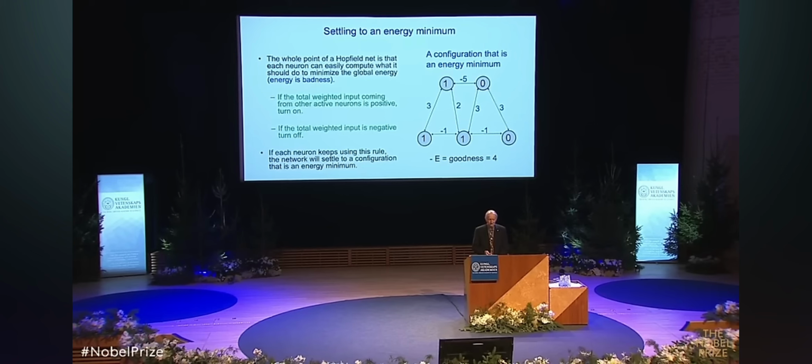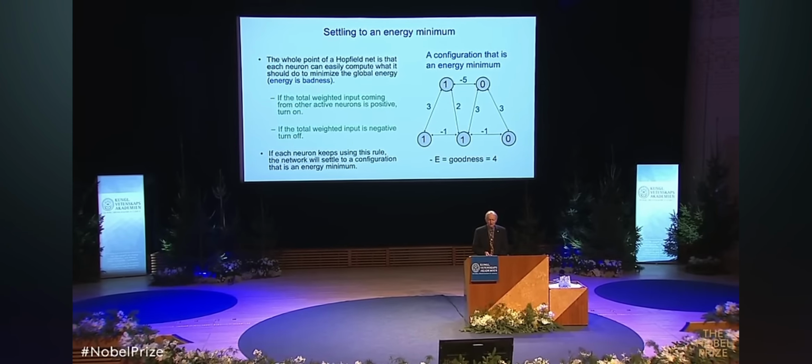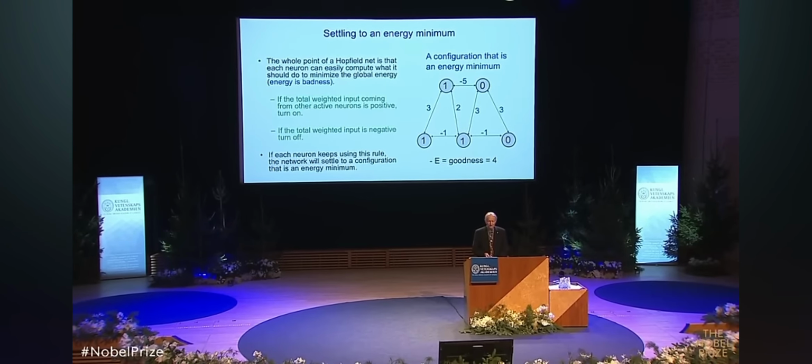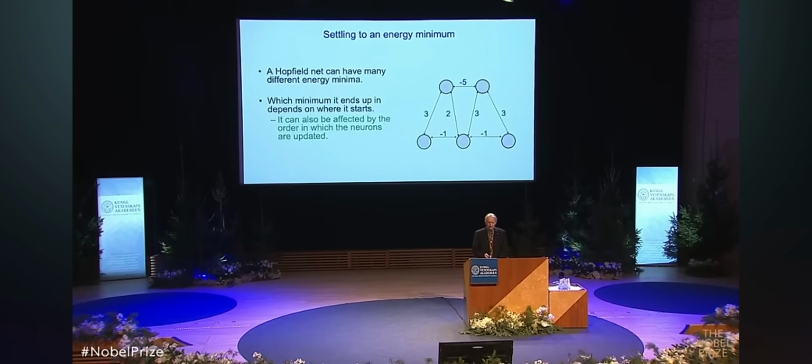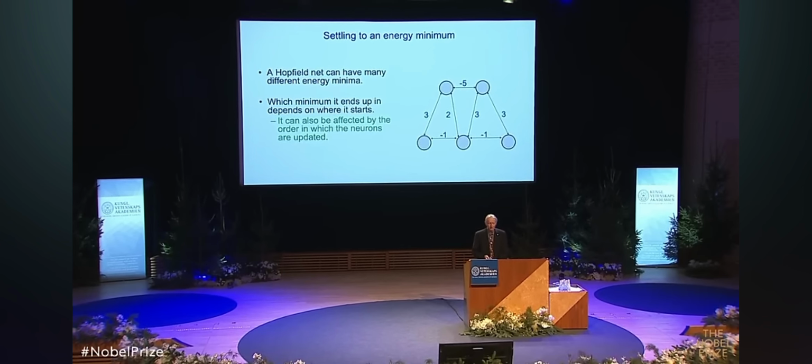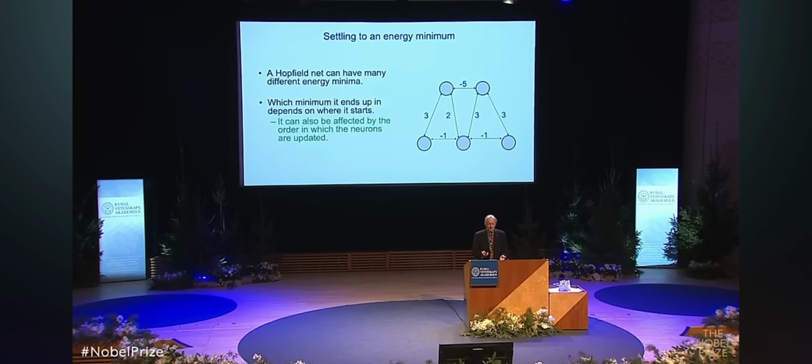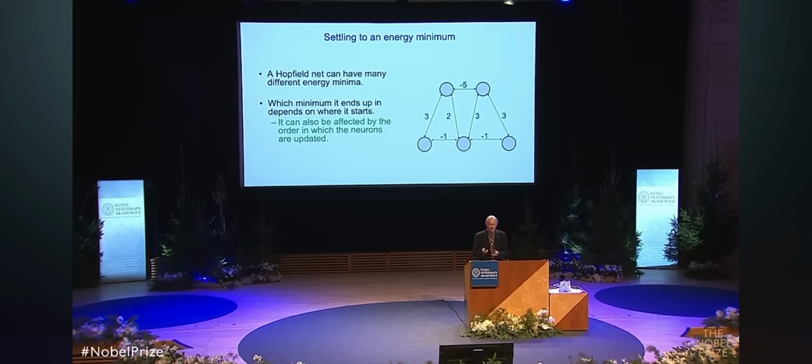So the configuration on the right there is actually an energy minimum. It has an energy of -4, and if you take any neuron there, the ones that are on want to stay on, they get total positive input. The ones that are off want to stay off, they get total negative input. But it's not the only energy minimum. A Hopfield net can have many energy minima, and where it ends up depends on where you started, and also on the sequence of random decisions you make about which neuron to update.